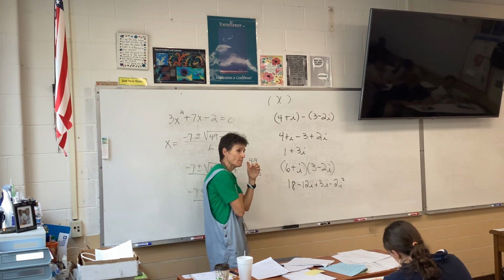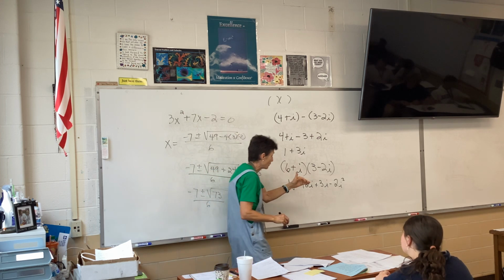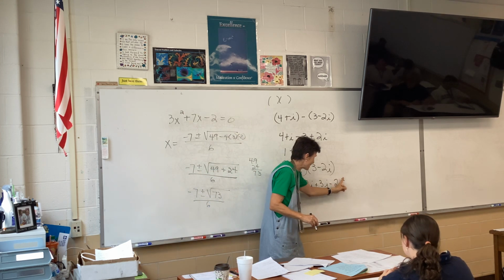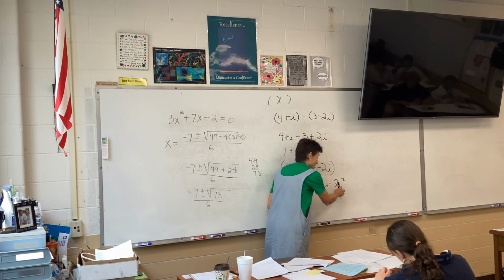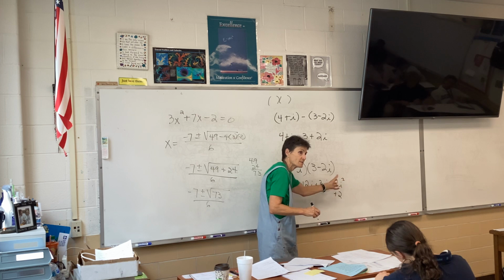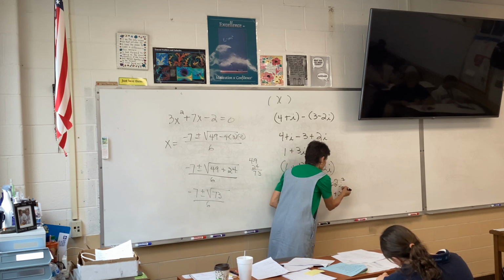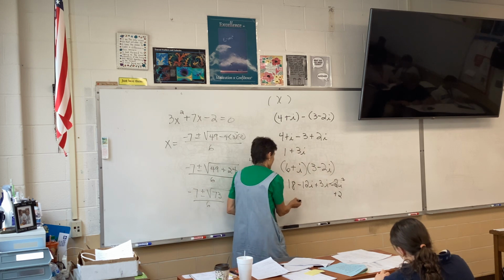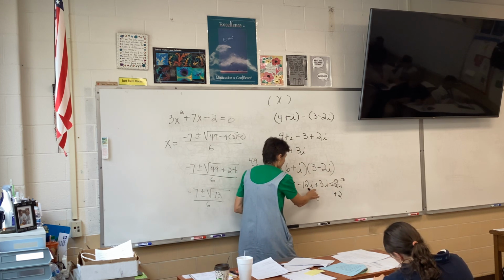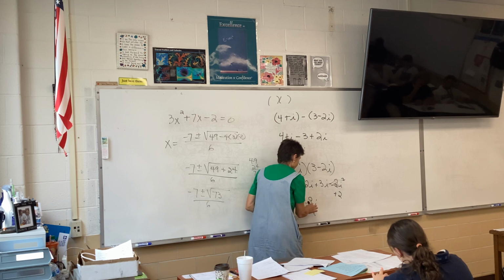So, what do we remember? We just did this on our quiz. What happens down here? i squared equals negative 1. That negative 2i squared becomes positive 2 because i squared is negative 1, so it changes that sign. That becomes positive 2. So 18 plus 2 is 20, and then negative 9i.